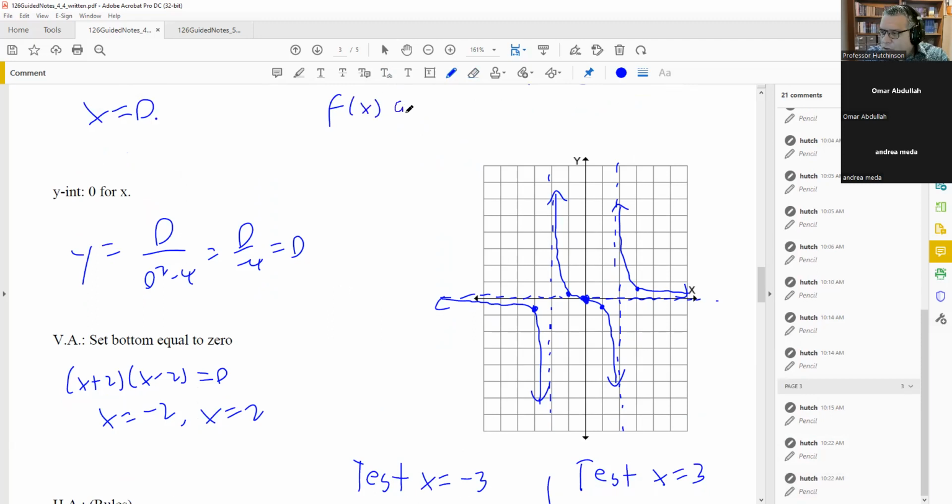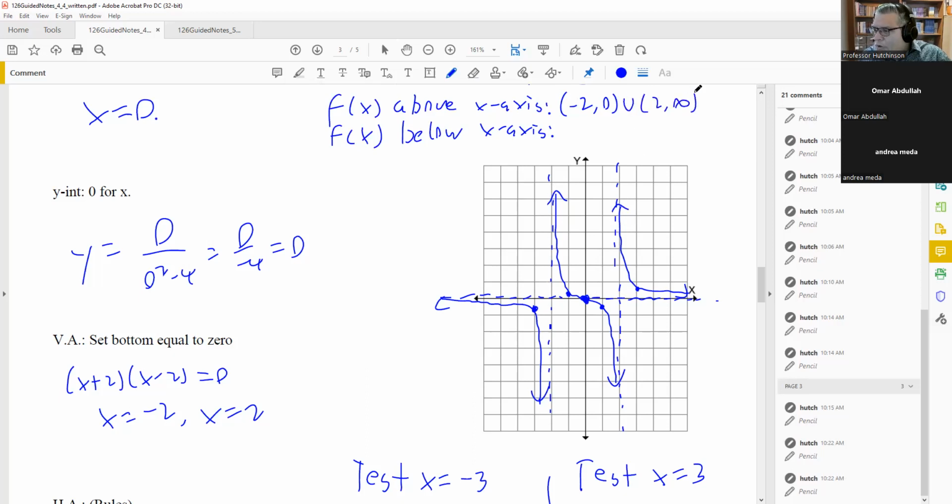So f of x above the x-axis and f of x below the x-axis. We're going to go ahead and write each of those. Now let's start with above. Here's the first piece: between -2 and 0, the graph is above the x-axis. And also between 2 and infinity, the graph is above the x-axis there.